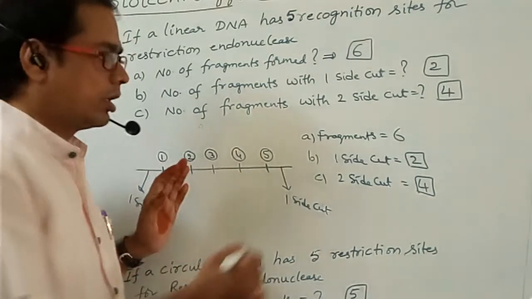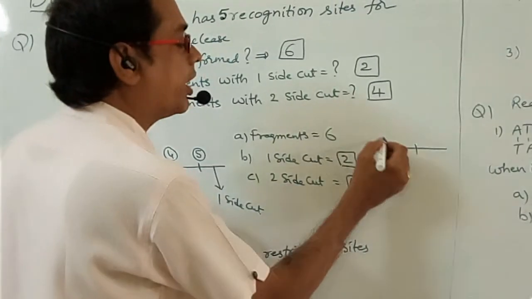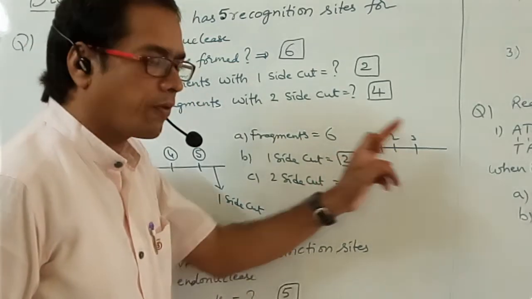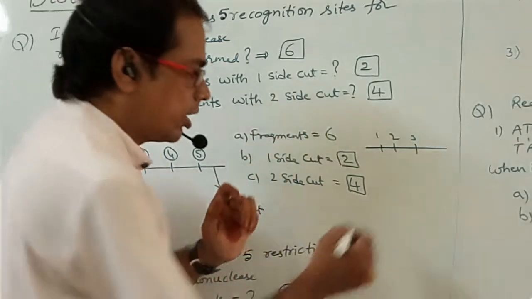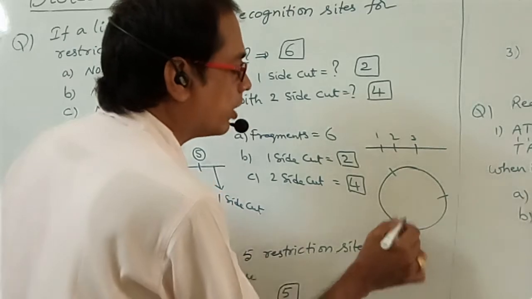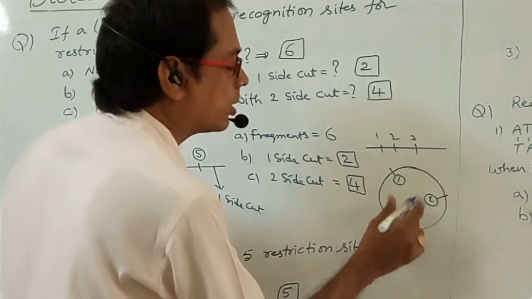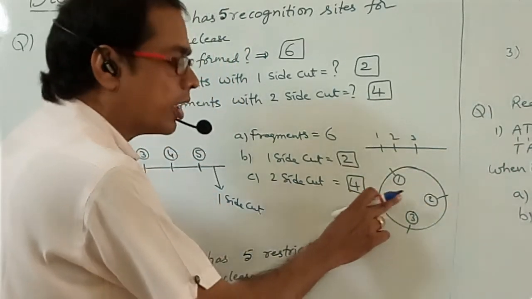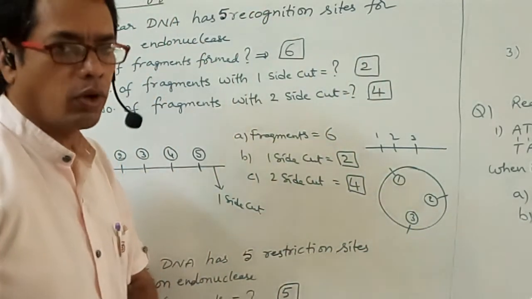So if linear DNA is taken, let us suppose 3 cuts: 1, 2, 3. If 3 cuts are there, number of fragments is 1, 2, 3, 4, that is cuts plus 1. Let us suppose it is a circular DNA: 1 cut, 2 cut, 3rd cut. Fragments 1, 2, 3. If it is a circular DNA, number of cuts is equal to number of fragments. That one you have to remember.